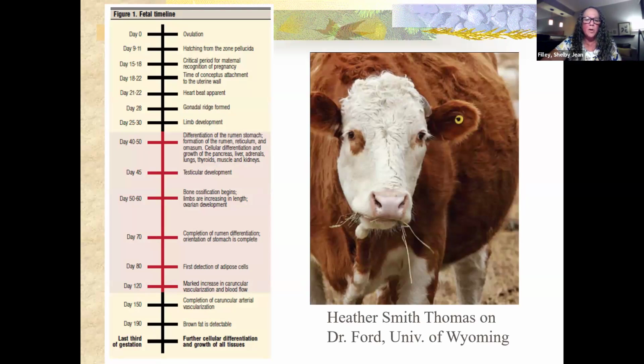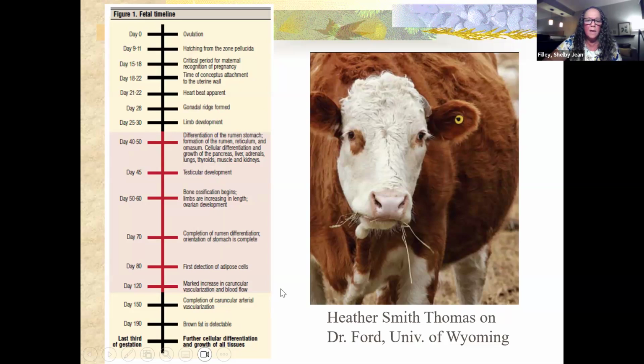And so Dr. Ford at University of Wyoming put this fetal timeline together from day 0 to 190, and then the last third of gestation. So we can see that there are many different things going on: heartbeat, limb development, rumen differentiation, cells, pancreas, liver, lungs. We know a lot of different things are going on while that fetus is still in the uterus.